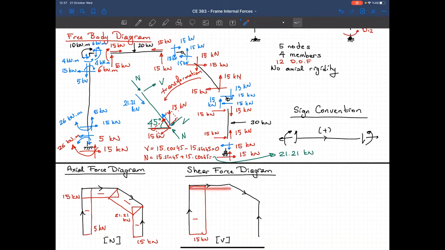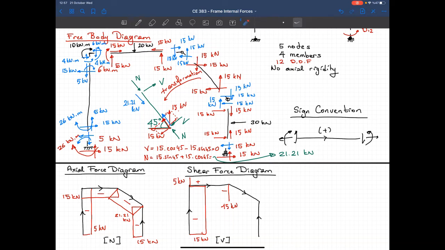We go from left to right, and the upward direction on the left hand side is positive, so I have positive 5 kilonewtons here. So let's draw it. Plus 5 kilonewtons, and this is plus. On the other side, at the end of the member, I got 15 kilonewtons in the opposite direction to my positive shear direction. So at the other end, I should have minus 15. And this is minus.